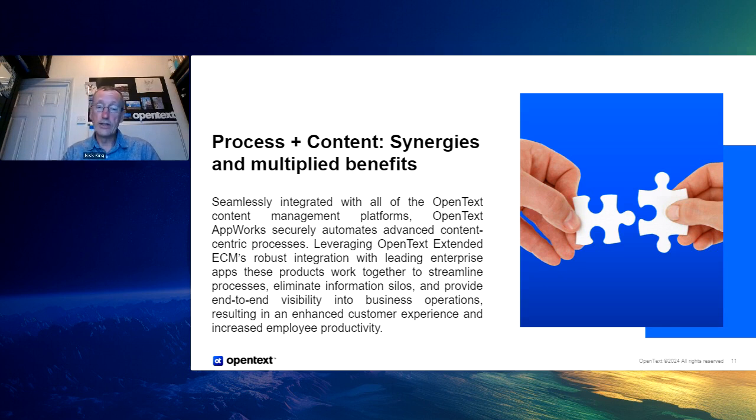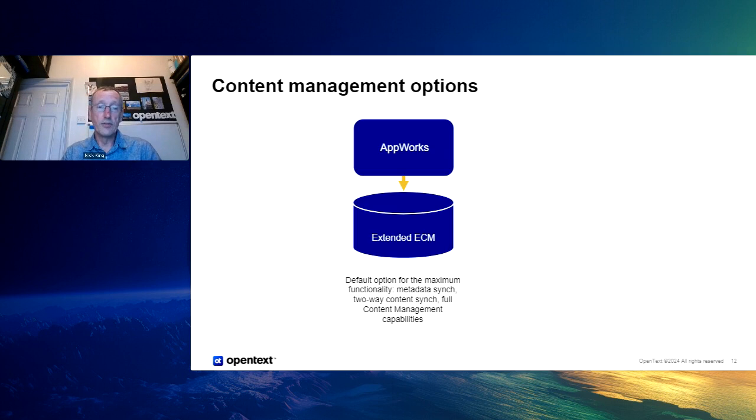So what does that look like in terms of the content footprint or content landscape? Obviously the most value, the most power comes with Extended ECM. When you tie AppWorks, now called Process Automation, with Extended ECM, the new name will be OpenText Content Management. This is, I suppose, the default option where you get all that metadata sync, you get full content management capabilities, all of the things like Teams integration and signature integration and all those good things.